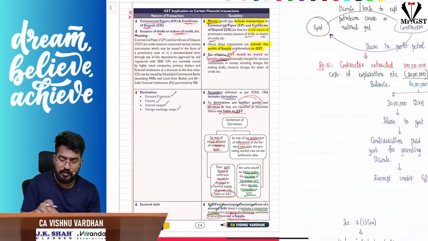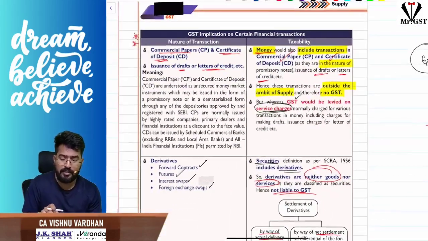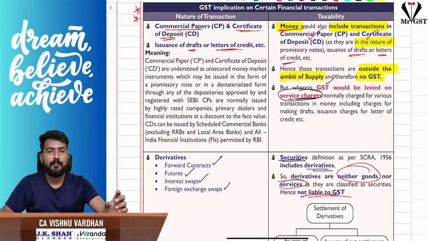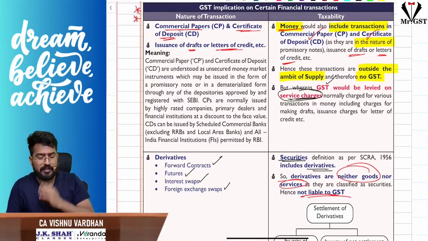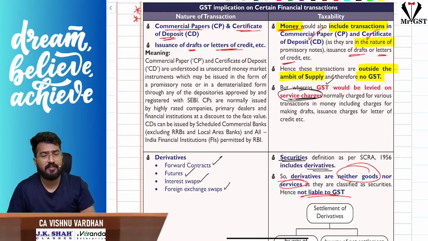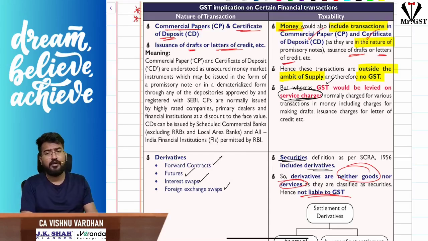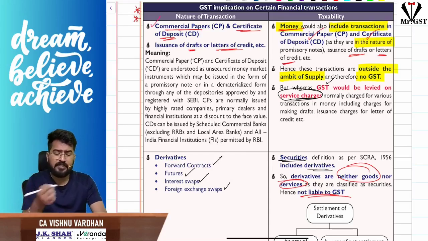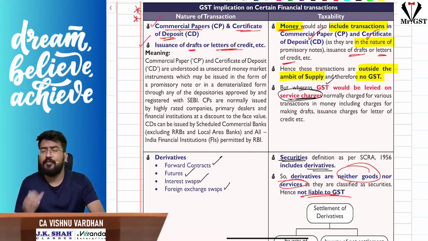Right. So let us move on to the next one: GST implication on certain financial transactions. An important one, a simple and important clarification here. See, there is GST implication on certain financial instruments. Before going into this, you should remember that money and securities are not a supply. Now the doubt is, sir, what about commercial papers, certificates of deposit, drafts or letters of credit we are issuing? What is the tax treatment for that?